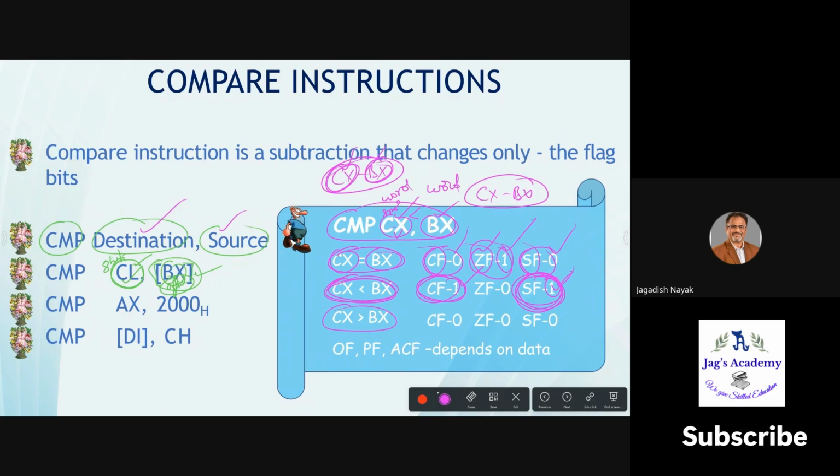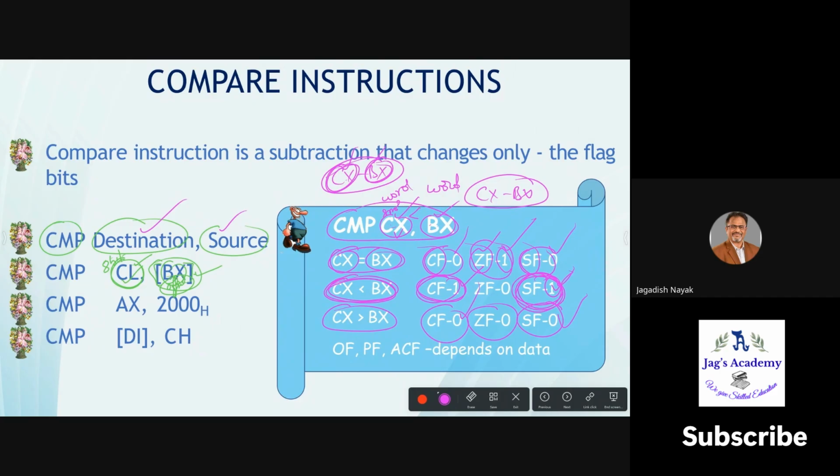Now, when CX is bigger than BX, you are subtracting a smaller number from the bigger number. No borrow is generated, so the carry flag is 0. Definitely the zero flag is also 0 because the numbers are not the same, so the result is not 0. Similarly, the sign flag is also 0 because you have a positive number. Have you understood this? Okay.